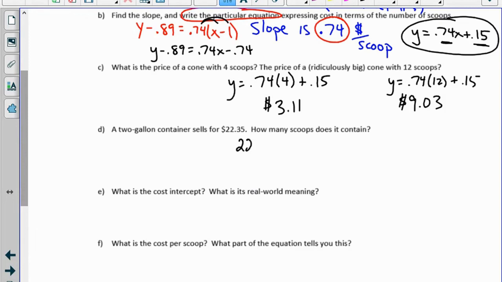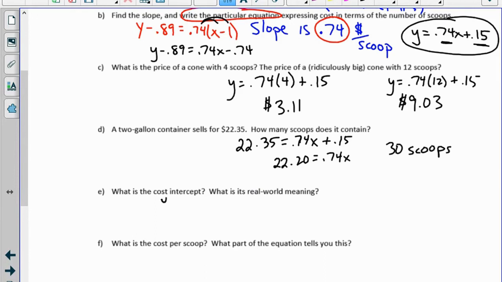This is kind of a working backwards problem. So 22.35 equals 0.74x plus 0.15, because the monetary amount, the dollars, would actually go in for y in this case into the original equation. So now I subtract 15 cents and I get 22.20 equals 0.74x. Then I divide by 0.74. I end up figuring out that that is 30 scoops when I divide by the slope.